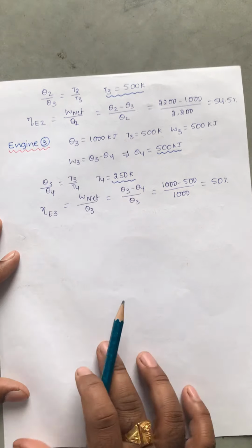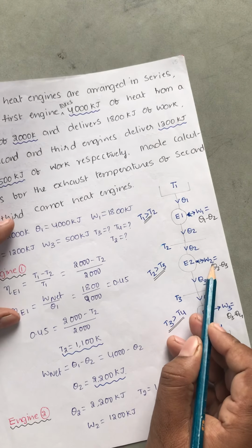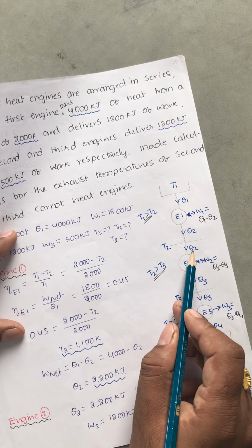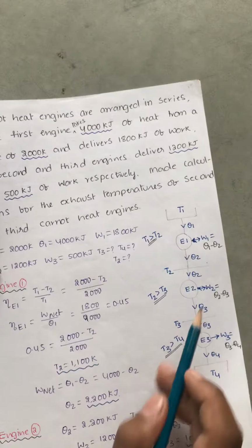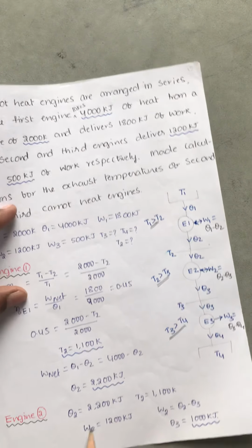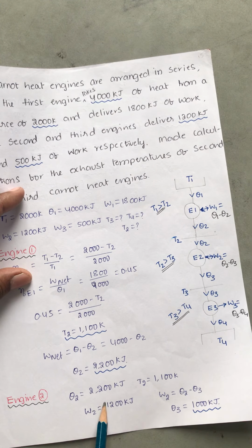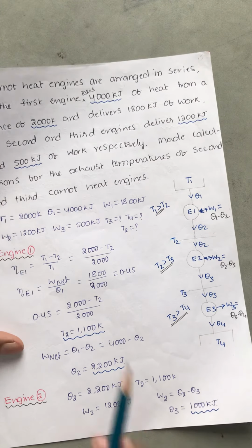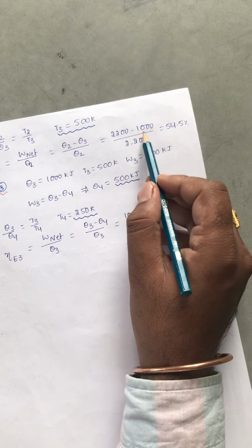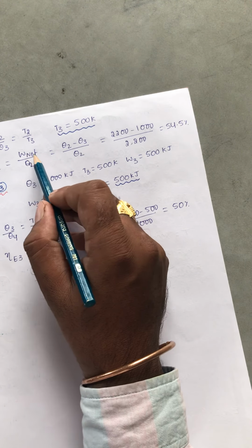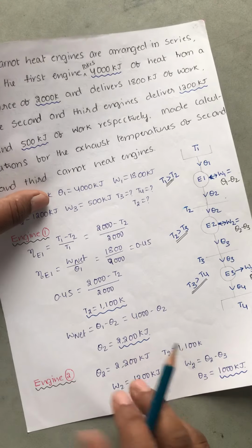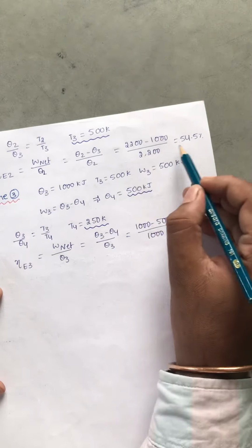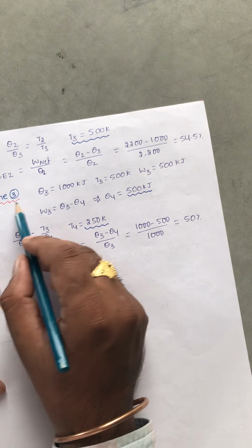Now the efficiency of engine 2 is W net of engine 2, that is W2, by heat supplied, that is Q2. W net is equal to Q2 minus Q3. So Q2 is 2200, Q3 is 1000. 2200 minus 1000 is 1200, which is already given as W2 equal to 1200. So 1200 by the Q2 value we already calculated, 2200, gives 54.5%.